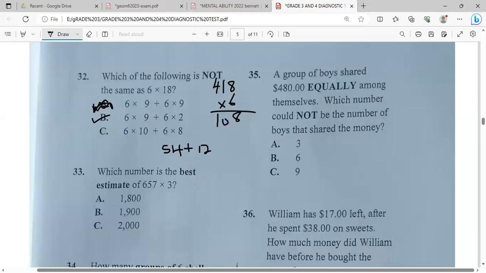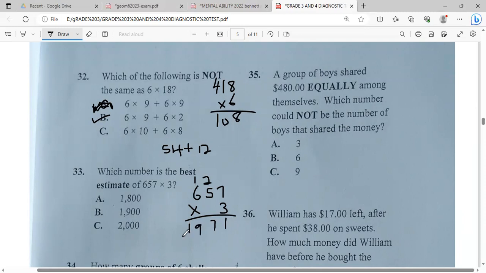33, which number is the best estimate of 657 times 3? Now, what you could do, I would suggest that you multiply 657 by 3 just to know what the value is, and then look at which one is the closest value. So let's do that. 3 times 7, 21. 3 5s are 15, and that's 17. 3 6s are 18, and 1, 19.